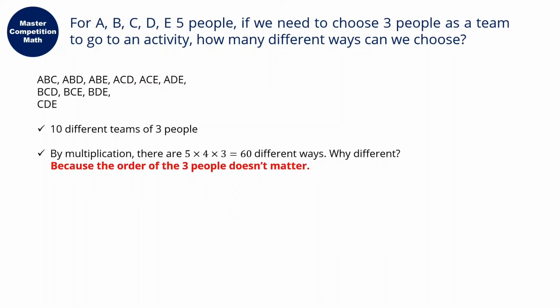But we already learned the idea of multiplication in the previous lecture. So we know we need to choose 3 people. For the first box we have 5 choices, and for the second person we have 4 choices, and for the last person we have 3 choices. So 5 times 4 times 3, that is 60 different ways. But we know the answer is 10. Why is it different? Because the order of the 3 people doesn't matter.